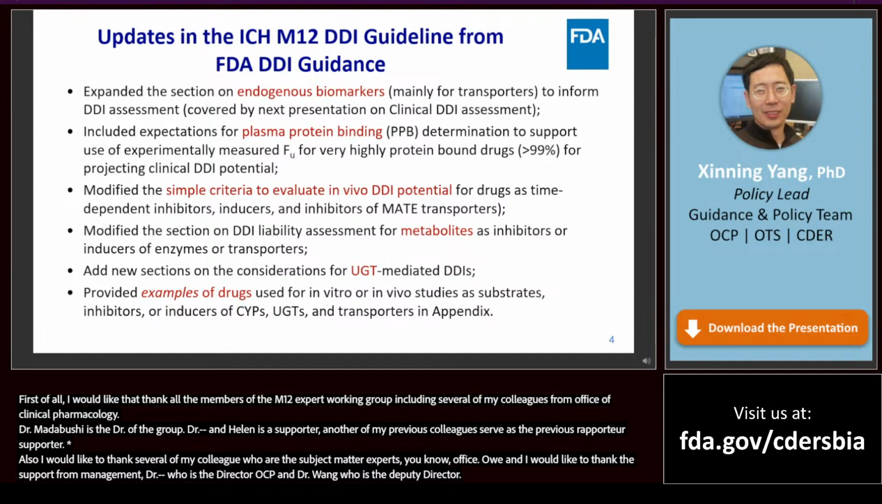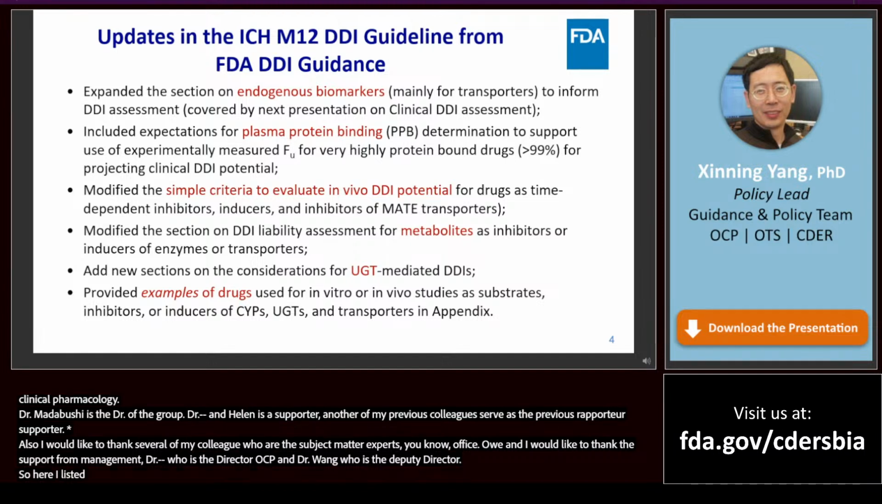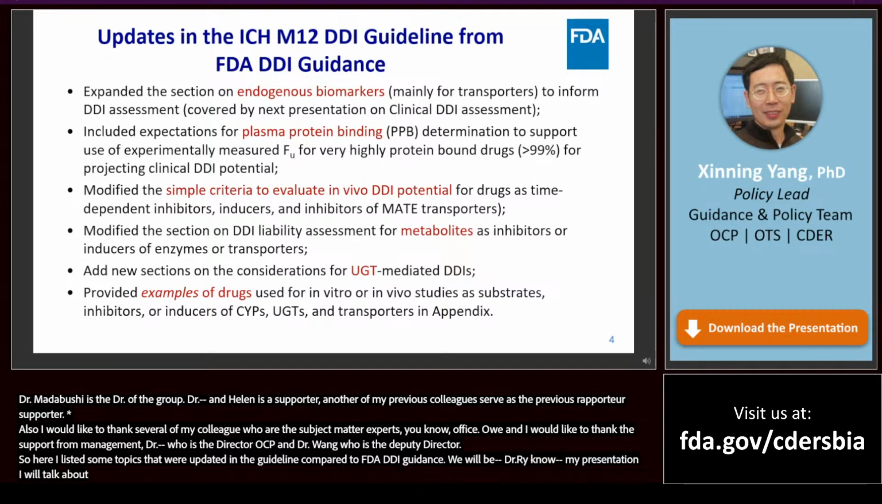So here I listed some topics that have been updated in the M12 guideline compared to FDA DDI guidance. The endogenous biomarker one will be described by Dr. Reynolds in her presentation. And in my presentation, I will briefly talk about plasma protein binding and some change in the simple criteria to evaluate in vivo DDI potential of a drug from in vitro data, and also the DDI liability of metabolites as an inhibitor or inducer, and the UGT-mediated DDI.